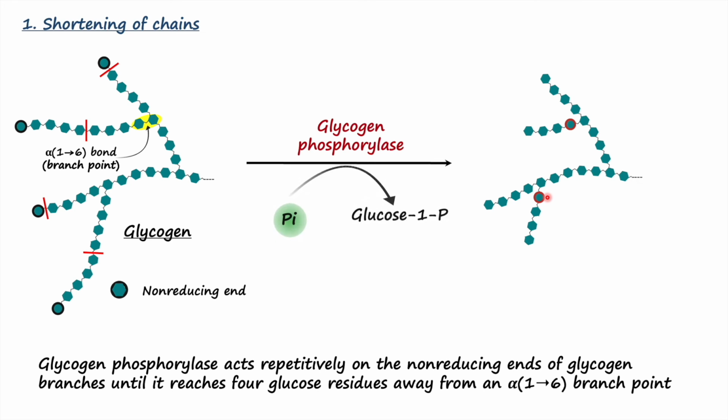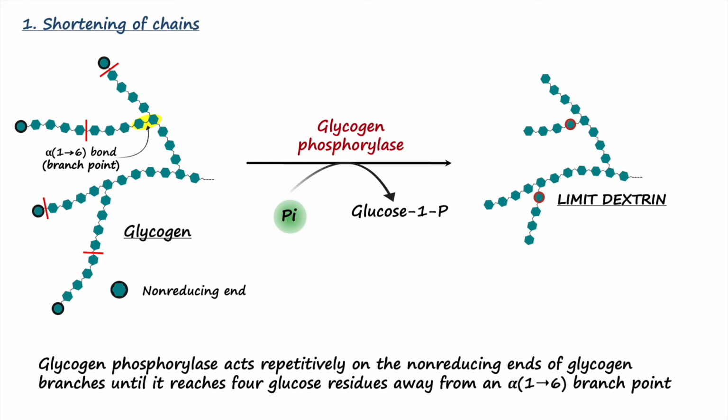And also remember that all these glucose molecules which were released by glycogen phosphorylase enzyme are released in the form of glucose 1 phosphate, when an inorganic phosphate molecule is transferred to the hydroxyl group of the terminal glucose molecule on carbon 1 position. Also, the resulting structure is called limit dextrin.